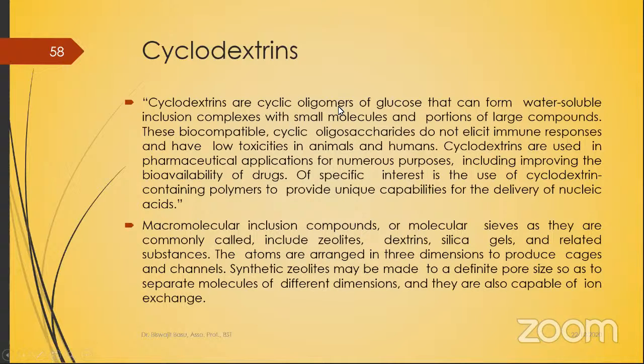See that cyclodextrins are cyclic oligomers of glucose that can form water soluble inclusion complexes with small molecules and portions of large compounds. And these compounds are biocompatible. Biocompatible means biologically it is compatible with the body. Cyclic oligosaccharides do not elicit immune responses, and have low toxicity in animals and humans. So cyclodextrin is a very good compound to form a complex with poorly water soluble drugs for increasing solubility.